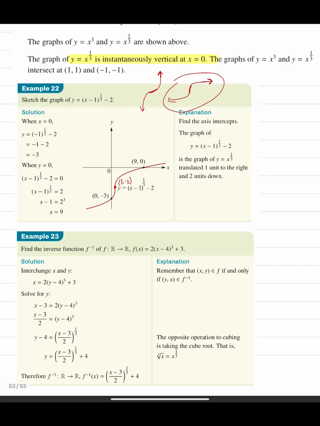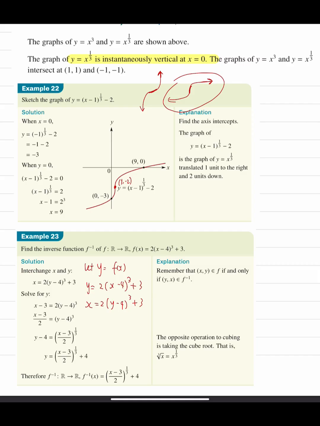Example 23: find the inverse function of f(x) equals 2(x minus 4) to the power of 3 plus 3. For this one, we're firstly going to let y equal f(x). I prefer to use this way. So y equals 2(x minus 4) to the power of 3 plus 3. Then you find the inverse by swapping the x and y. So now it becomes x equals 2(y minus 4) to the power of 3 plus 3.